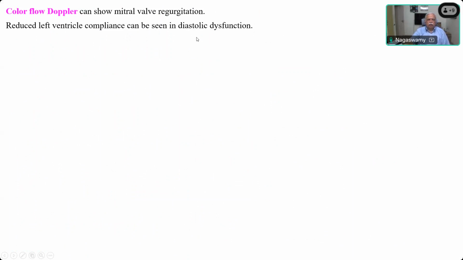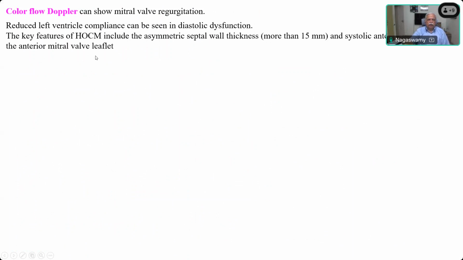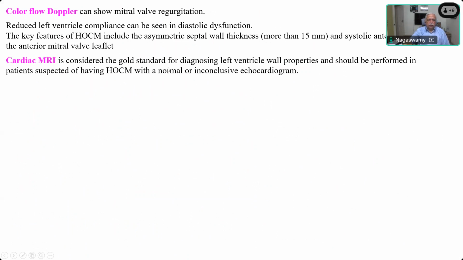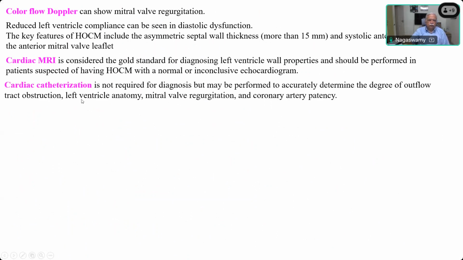Reduced left ventricular compliance can be seen in diastolic dysfunction. The key features are asymmetric septal wall thickening and systolic anterior mitral valve movement. You can think of cardiac MRI as the gold standard for diagnosing left ventricular wall properties. Cardiac catheterization is not required for diagnosis, but you may perform it to determine the degree of outflow obstruction, left ventricular anatomy, mitral valve regurgitation and coronary artery patency. For that reason, cardiac catheterization may be required. We can also do radionuclide imaging, which reveals defects in the absence of coronary artery disease.